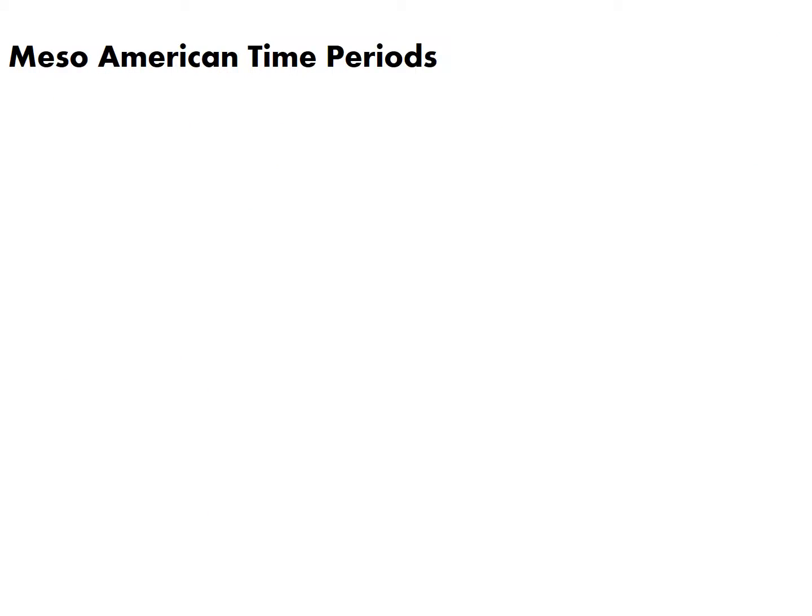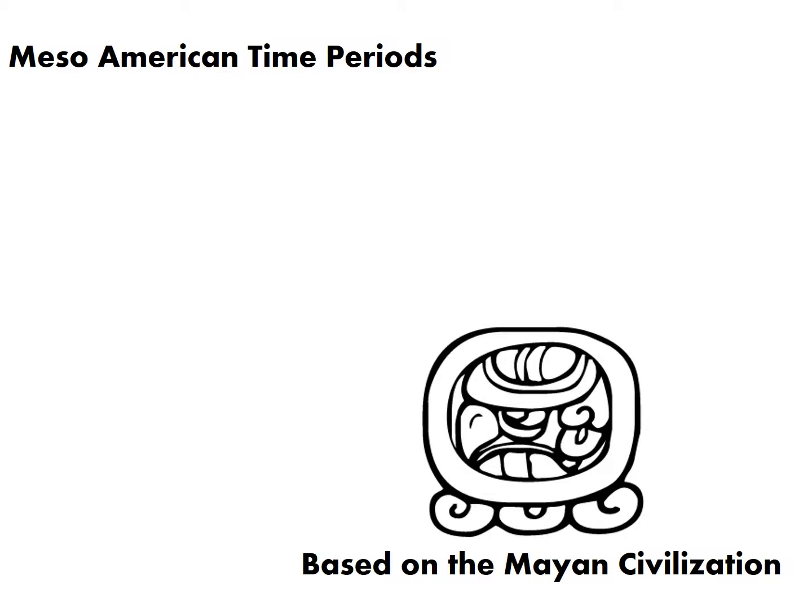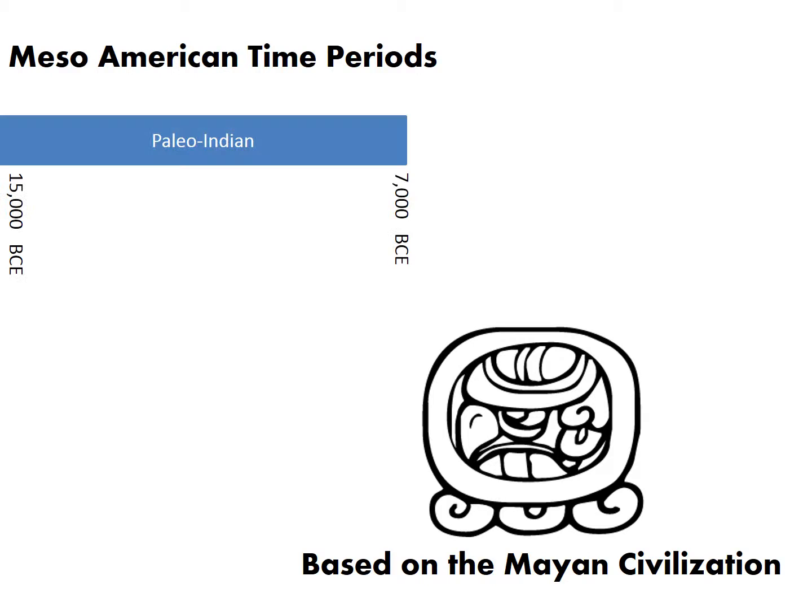Mesoamerican history has been divided into several main time periods, most of which are based on the Mayan civilization, which is generally considered the most sophisticated civilization in the Americas. First is the Paleo-Indian time period, and this occurred when humans first inhabited the area, somewhere around 15,000 BCE, and that period lasted until the Archaic period, which is when humans began using agriculture and settling down. This happened around 7000 BCE and ended around 2000 BCE.